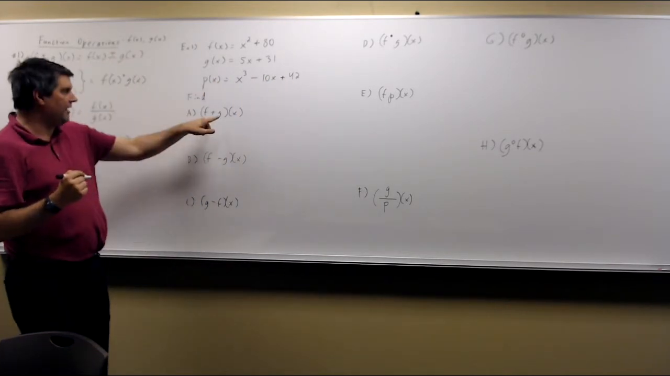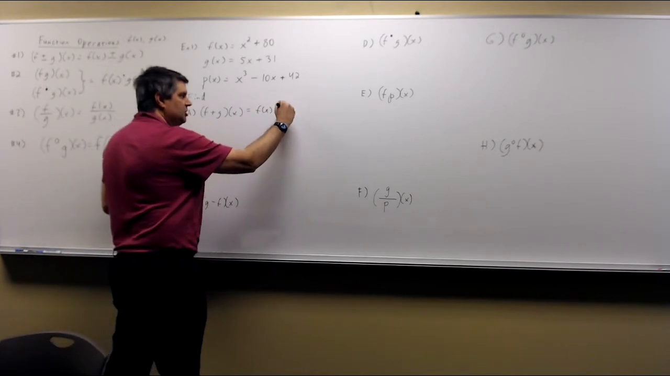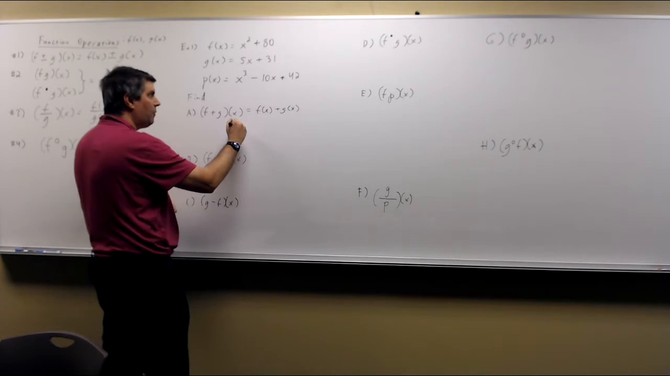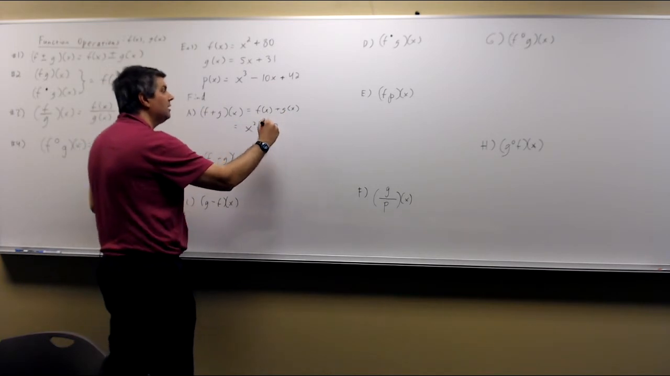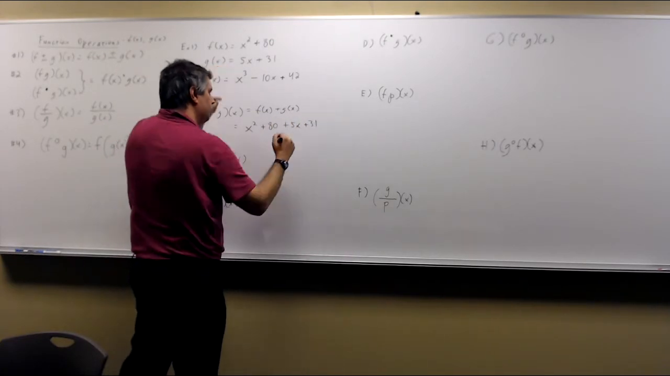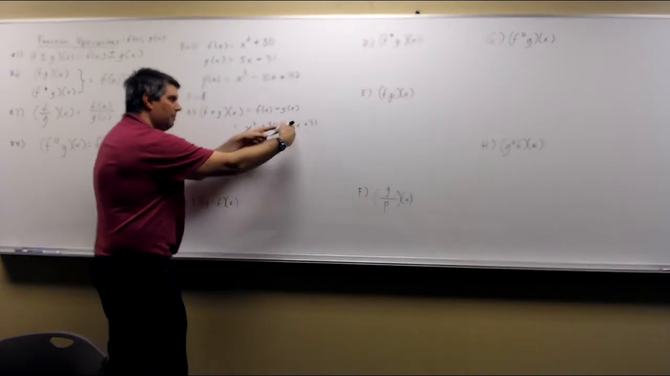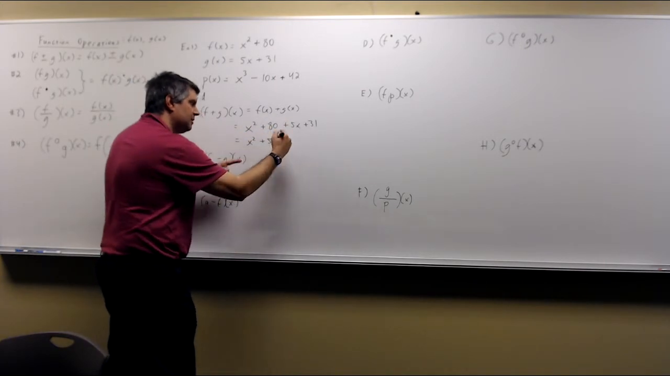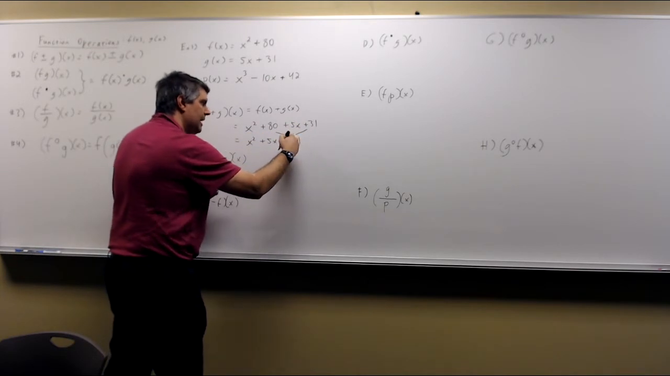So if I want f plus g of x, that's simply going to be f of x plus g of x. So I will be adding x squared plus 80 plus 5x plus 31. So that will give me x squared plus 5x plus 131. And that's it.